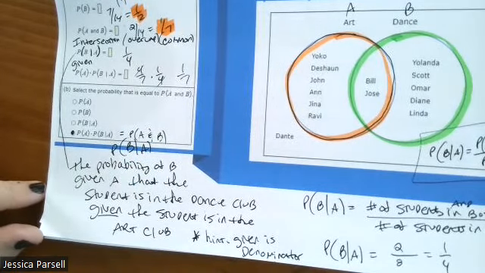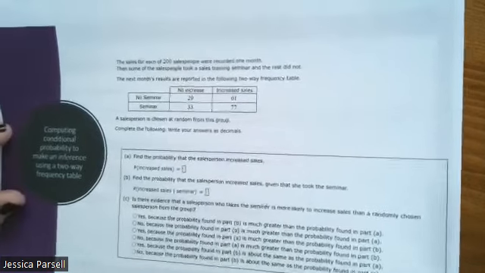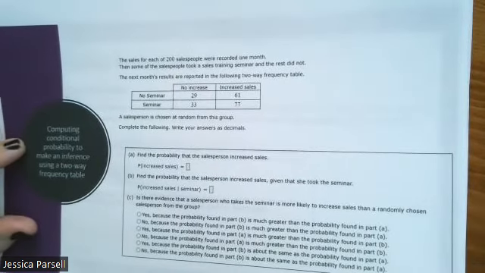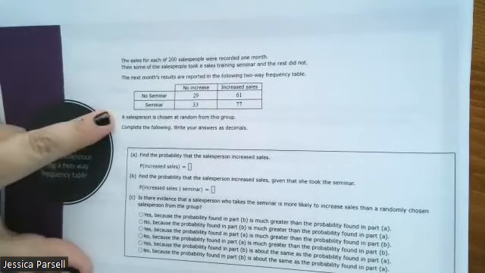All right, so I'm gonna let you simmer on that. So you'd be very pleased to know we only have a couple problems left. So 2 more slides. The first one, we're going to compute conditional probability using a two-way frequency table.